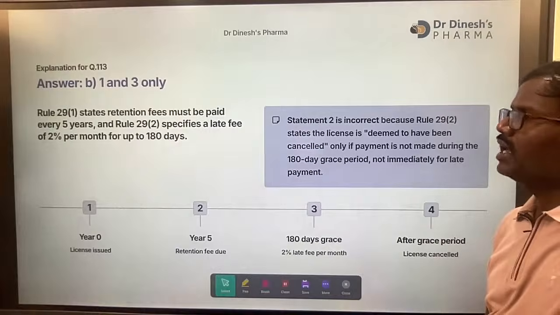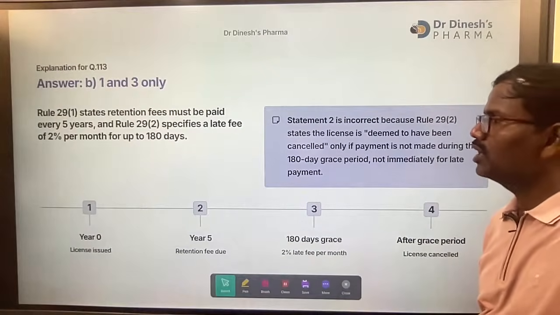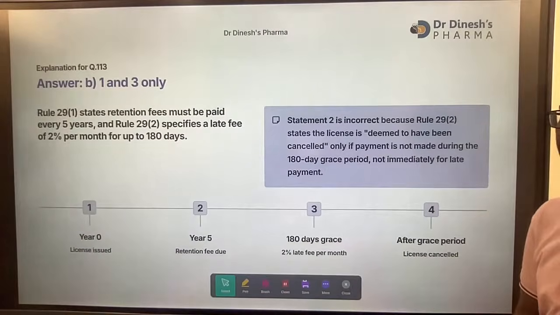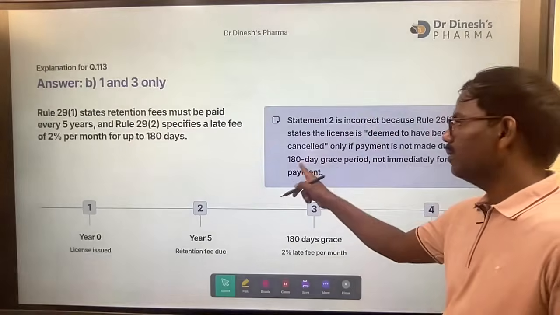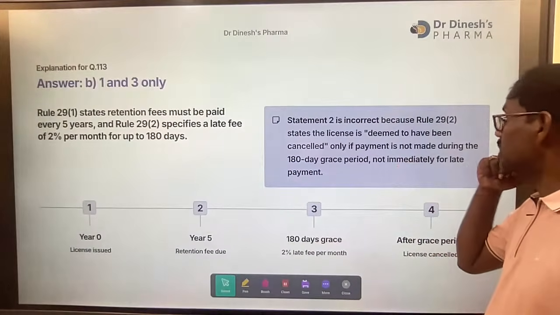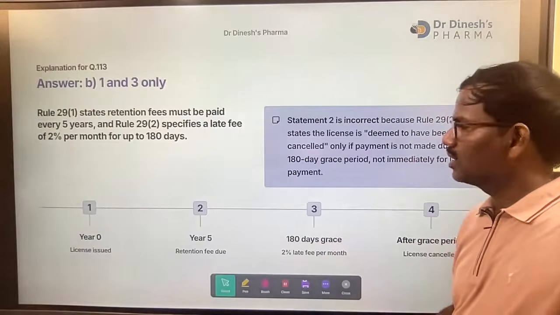Rule 29 states the retention fee must be paid every 5 years, and rule 29 specifies a late fee of 2% per month up to 180 days. No need of cancellation. Statement 2 is incorrect. It is deemed to have been cancelled only if payment is not made during the 180 days grace period. If the payment is not made even in these 180 days, then it is cancelled. Otherwise, we should not cancel the license.